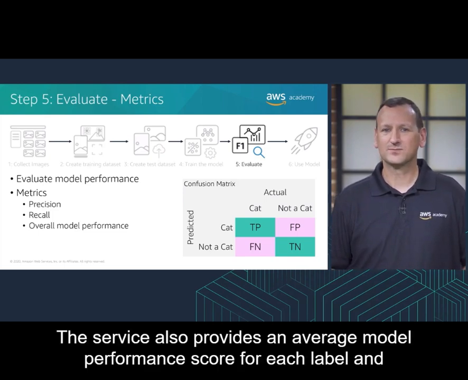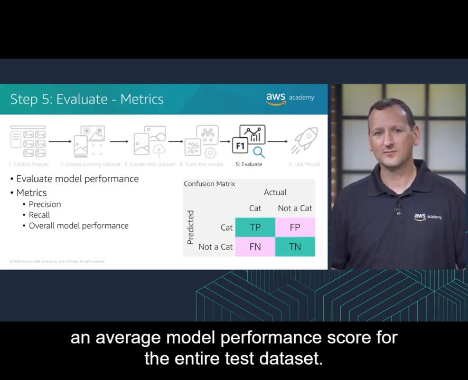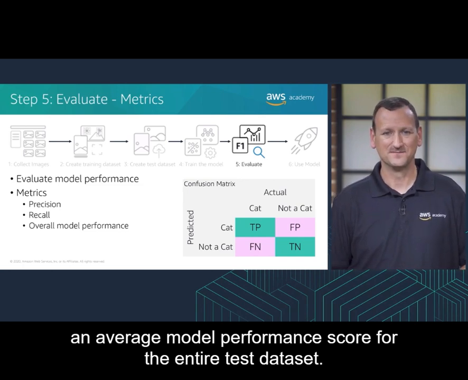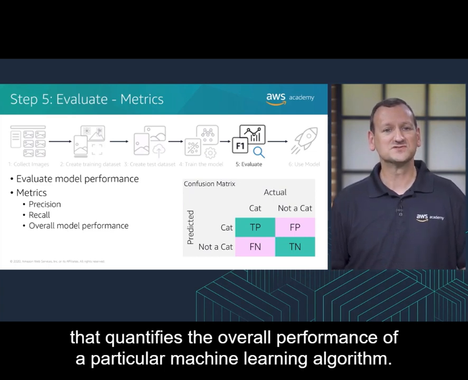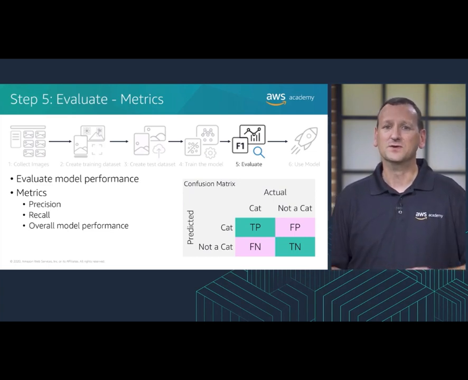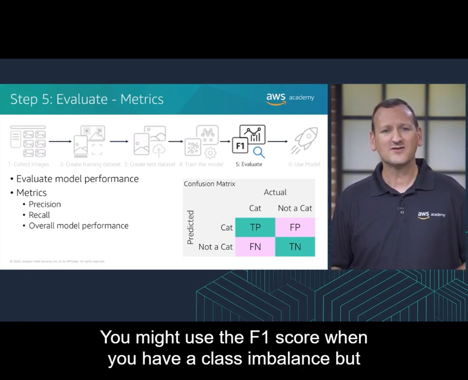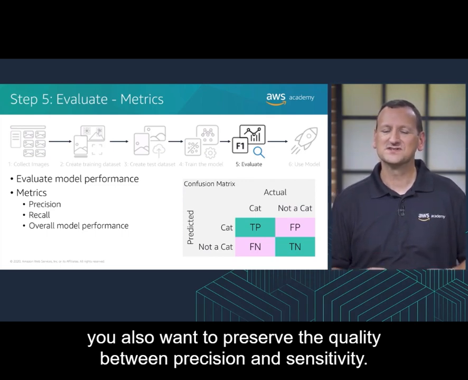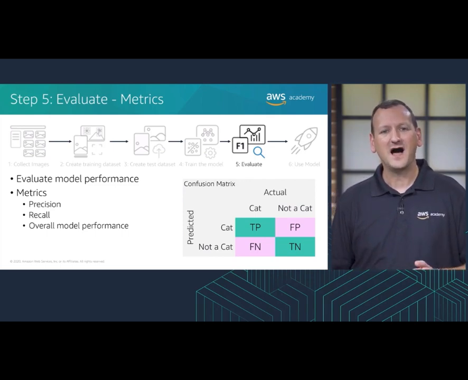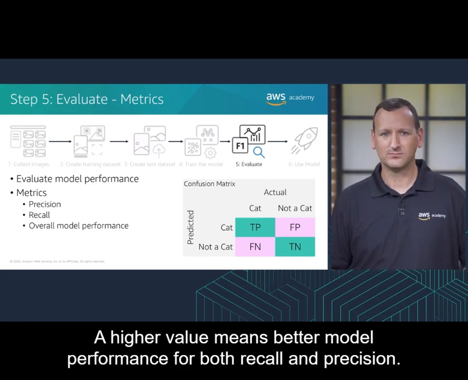The service also provides an average model performance score for each label and an average model performance score for the entire test dataset. The F1 score combines precision and recall together to give you just one number that quantifies the overall performance of a particular machine learning algorithm. You might use the F1 score when you have a class imbalance, but you also want to preserve the equality between precision and sensitivity. A higher value means better model performance for both recall and precision.